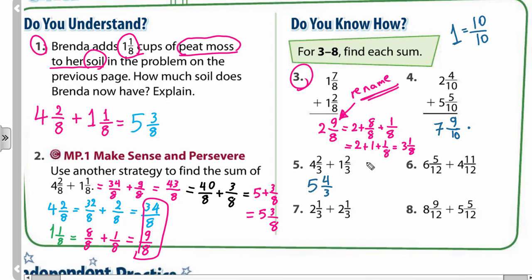I don't think so. The whole one, how many thirds? 3/3. So yes, we need to rename. How many wholes can we take? We can take 1, 3/3, and we have remaining 1/3. So 1 plus 5 equals 6. And we have 1/3. So the final answer is 6 and 1/3. Any problems, my heroes? Thank you, Muhammad. Okay, let's move to the next one.